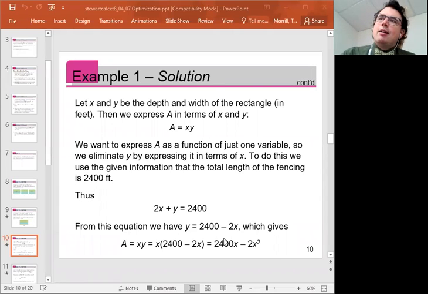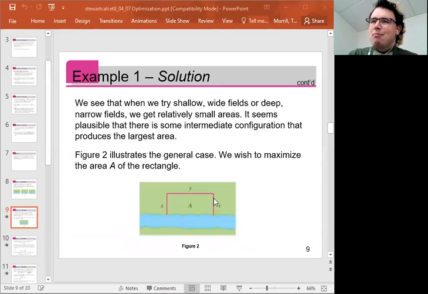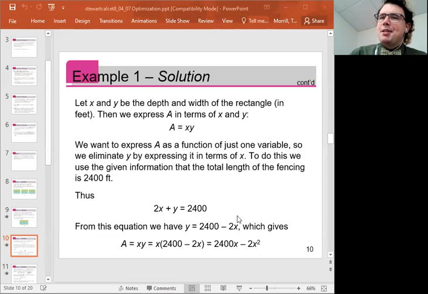We've now written an equation that tells me the thing that I want, the area, in terms of a single variable. Here, my independent variable is x, which was the length of fencing running, say, north to south in this picture. So depending on what x is, I can just calculate what the area of that fencing is going to be.